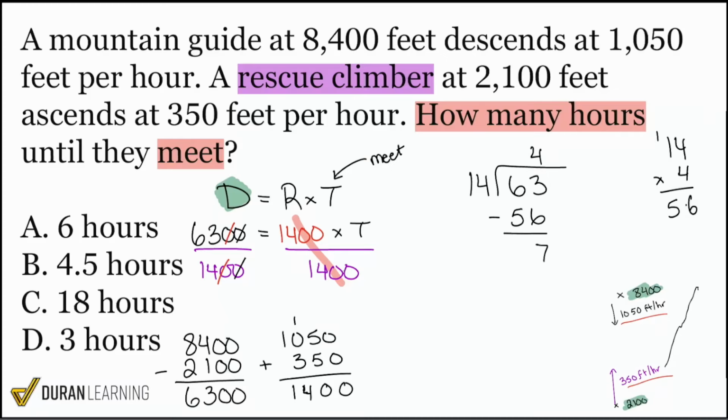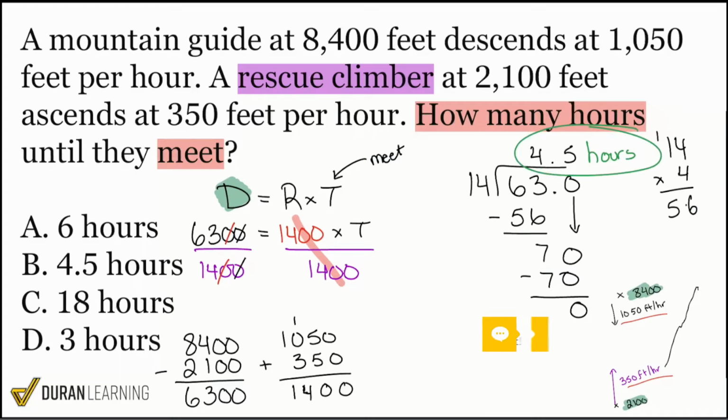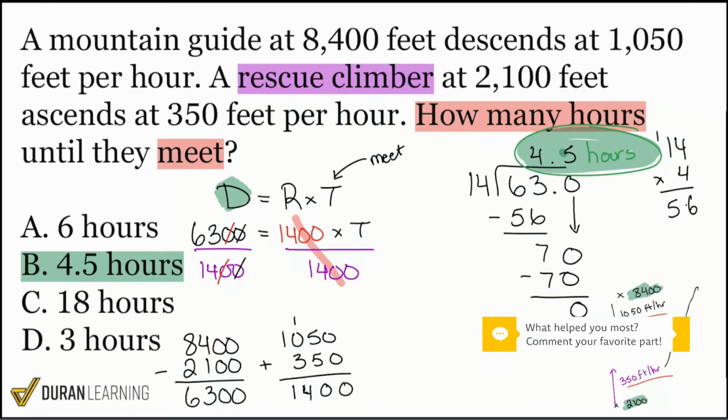But to finish things up smoothly, we have our decimal, and we have a 0 that will drop down. 14 goes into 70. How many times here, everybody? That's going to end up being 5 times, absolutely. 14 times 5 is 70, which makes it a clean division. And there we go. Our final answer here will be 4.5 hours. And there we are. There's our correct final answer. And the correct answer here is B.